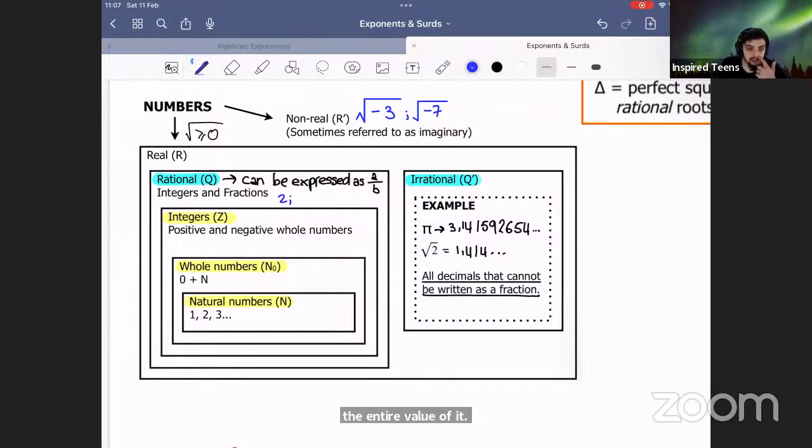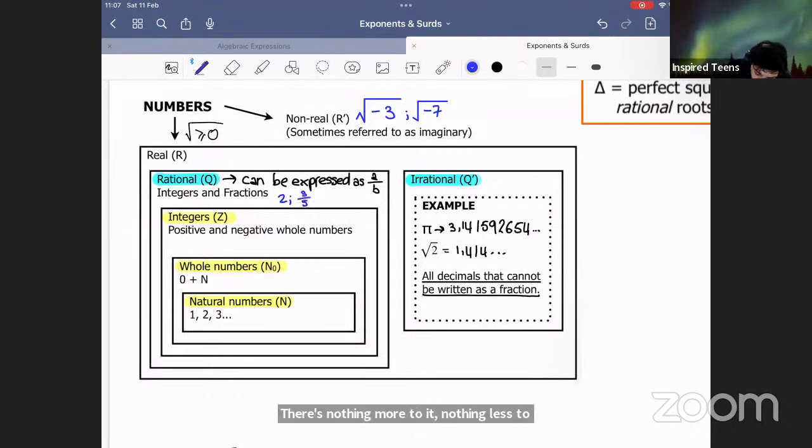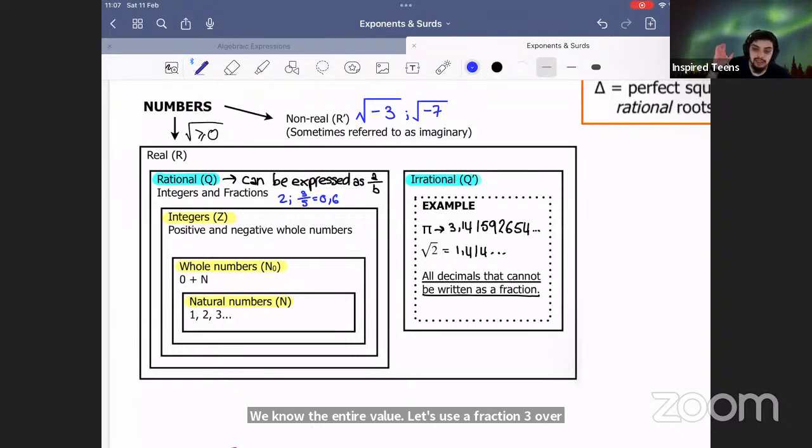There's nothing more to it, nothing less to it. It's just 2. We know the entire value. Let's use a fraction, 3/5. 3/5 is actually equal to 0,6. That's just one decimal. We know the entire value of it. It doesn't go on forever.